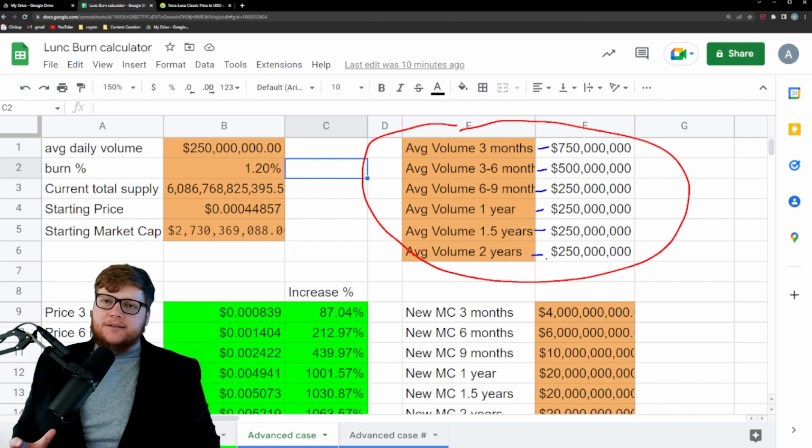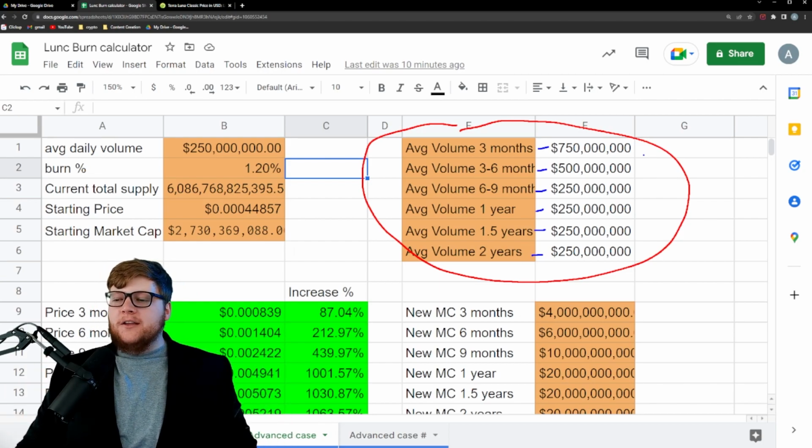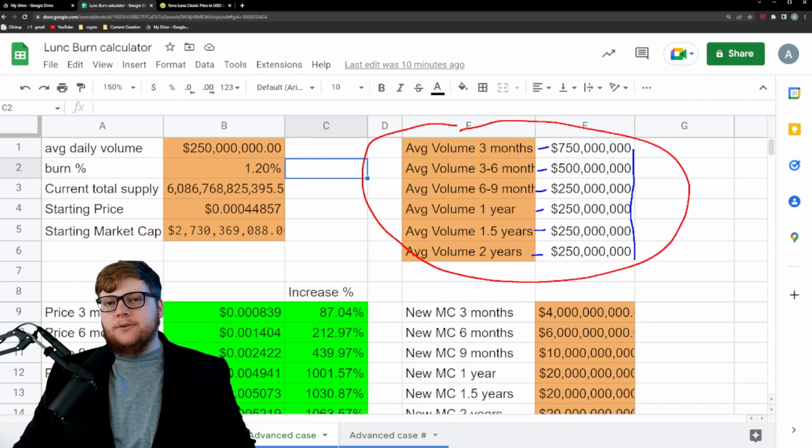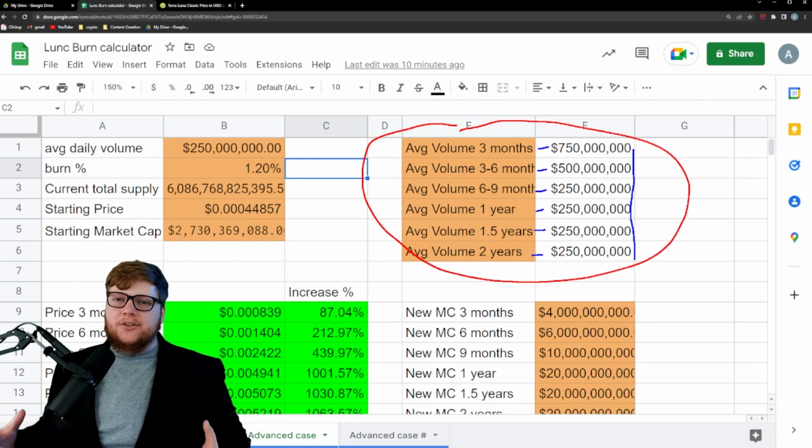Now, this allows you to say, hey, right now we have super high volume, but I think it's actually going to taper off over time and the volume is going to decrease as time goes on. You can enter those in and actually do some factoring for that.